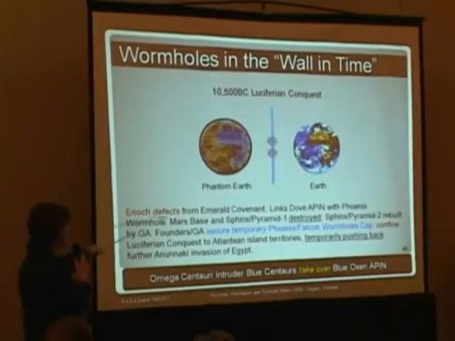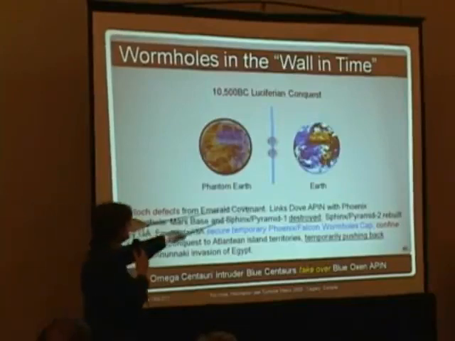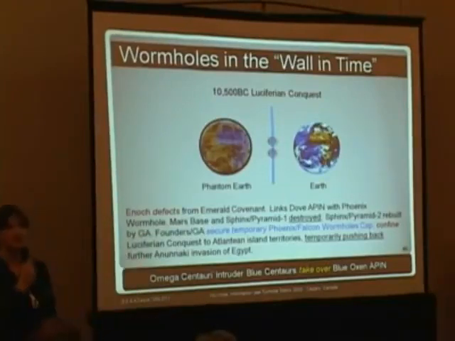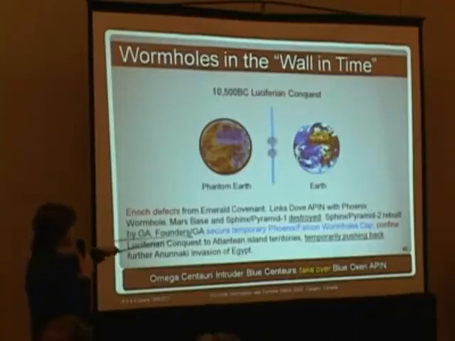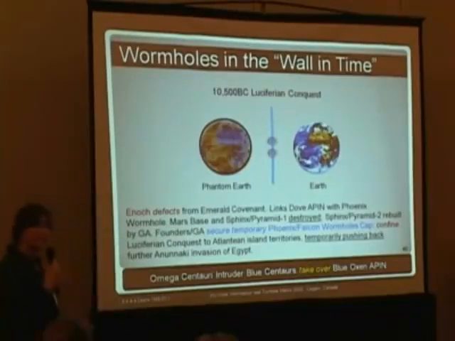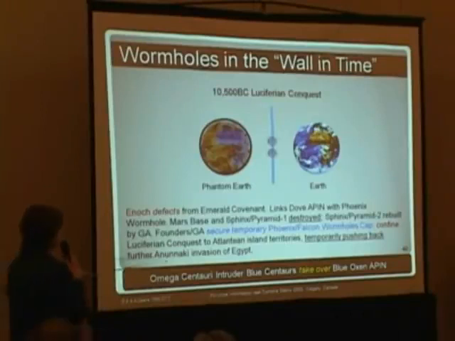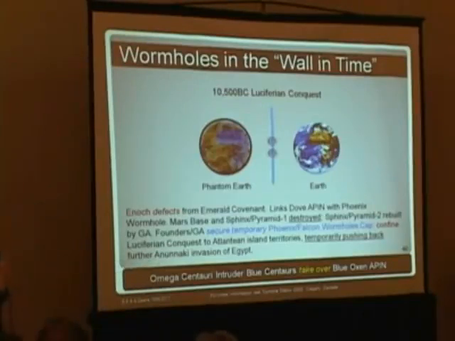Enoch defects from the Emerald Covenant, links the Dove APIN system with the Phoenix wormhole, and this is how what is referred to as the Jehovian seals were created. The founders secure temporary Phoenix Falcon wormhole cap. So, you know, they're recapping it. The wormholes were put in the wall in time. The founders put a cap on it. And they temporarily pushed back further Anunnaki invasion of Egypt. However, the Omega Centauri Intruder Blue Centaur races take over the Blue Oxen APIN.